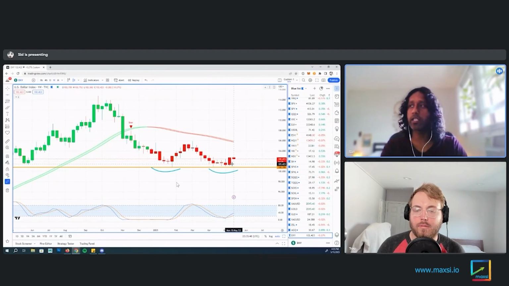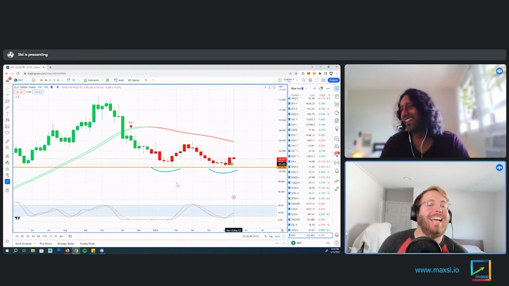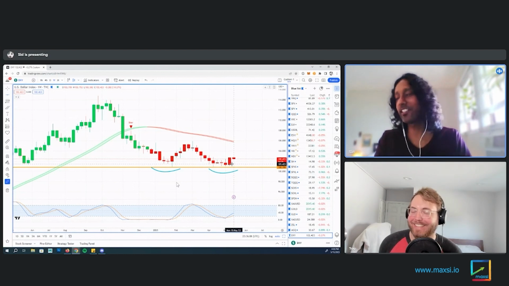Trading, I think it's really not that complicated. I think people tend to overcomplicate it. You don't need 20 indicators on the chart. You don't need to look at 15 different strategies. I think you just need to buy low and sell high. As simple as that sounds.